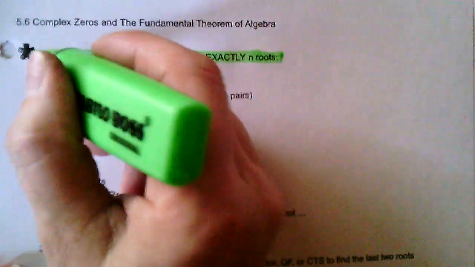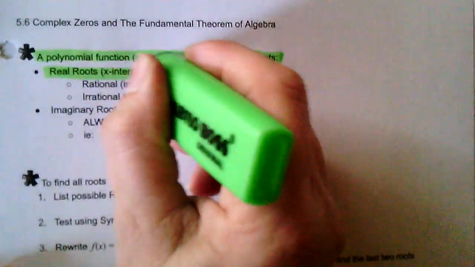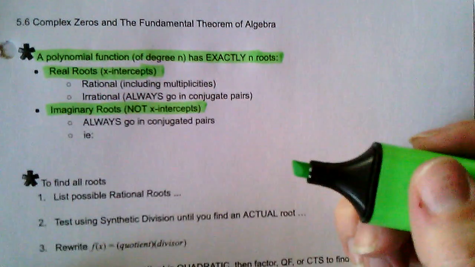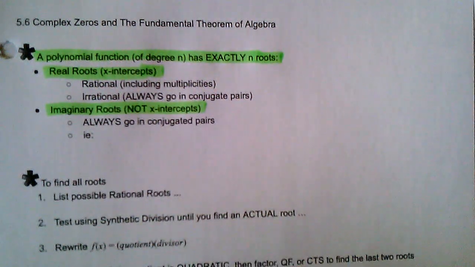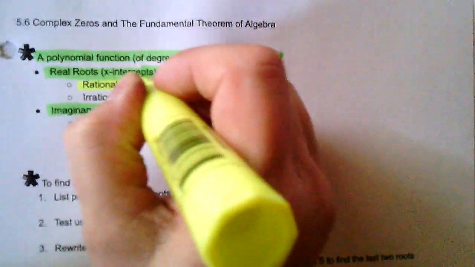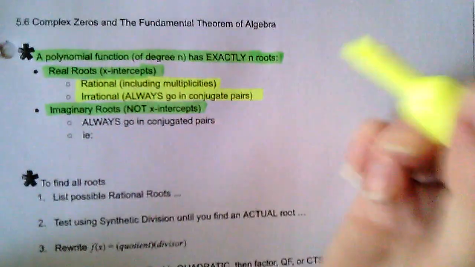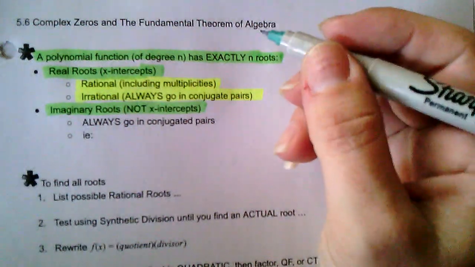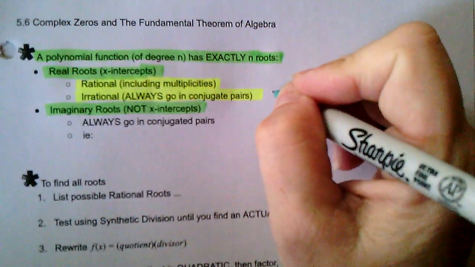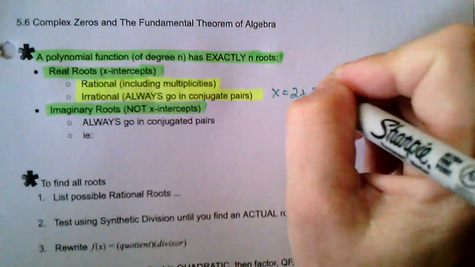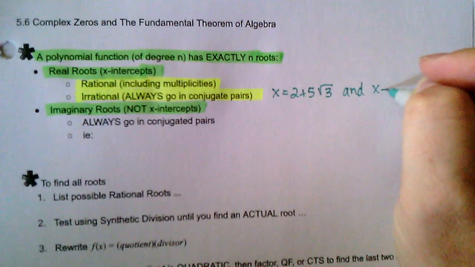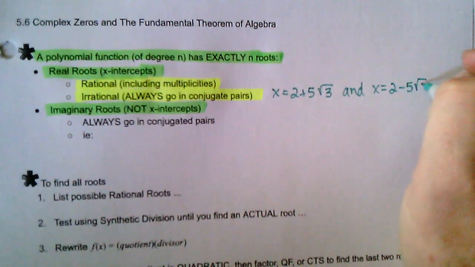But that is going to include the real roots, which show as x-intercepts, and the imaginary roots, which do not show up as x-intercepts. Real roots will include any rational roots that you have, including multiplicities, and irrational roots that always go in conjugate pairs. Irrational roots are things like x equals 2 plus 5 square roots of 3, and then its conjugate, which would be x equals 2 minus 5 square roots of 3.